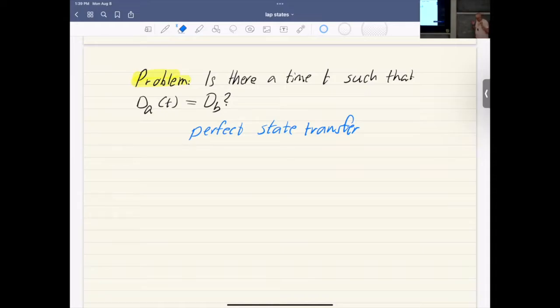Simply, we choose our graph and a time. We're going to have an initial state D sub A, picking vertex A, and we want to ask: is there a time at which the state is actually D sub B? And this is called perfect state transfer.